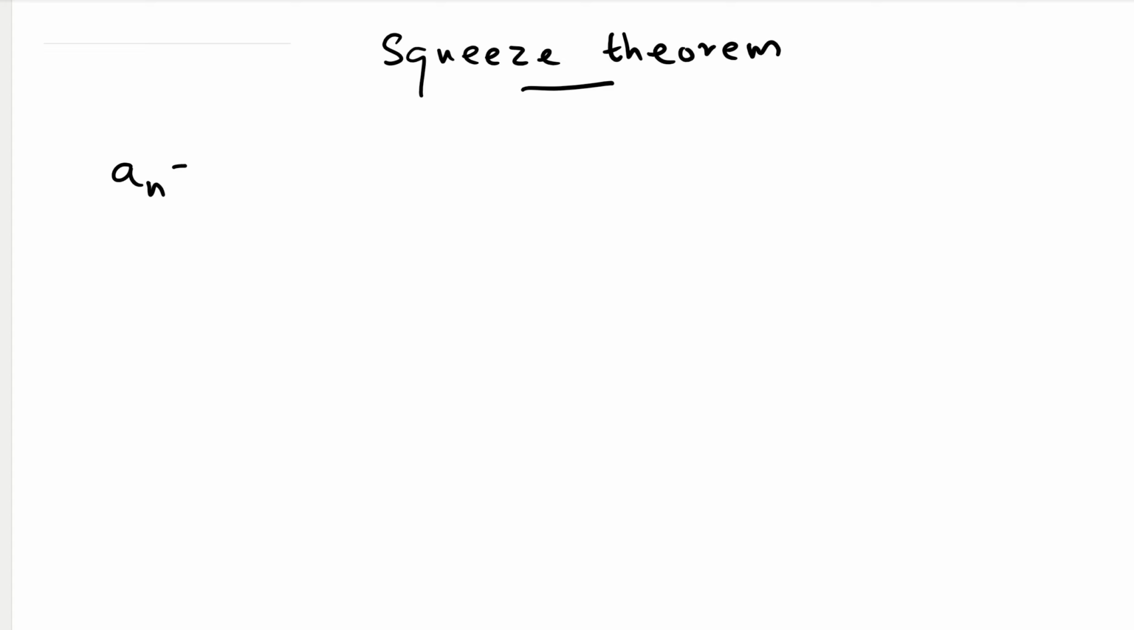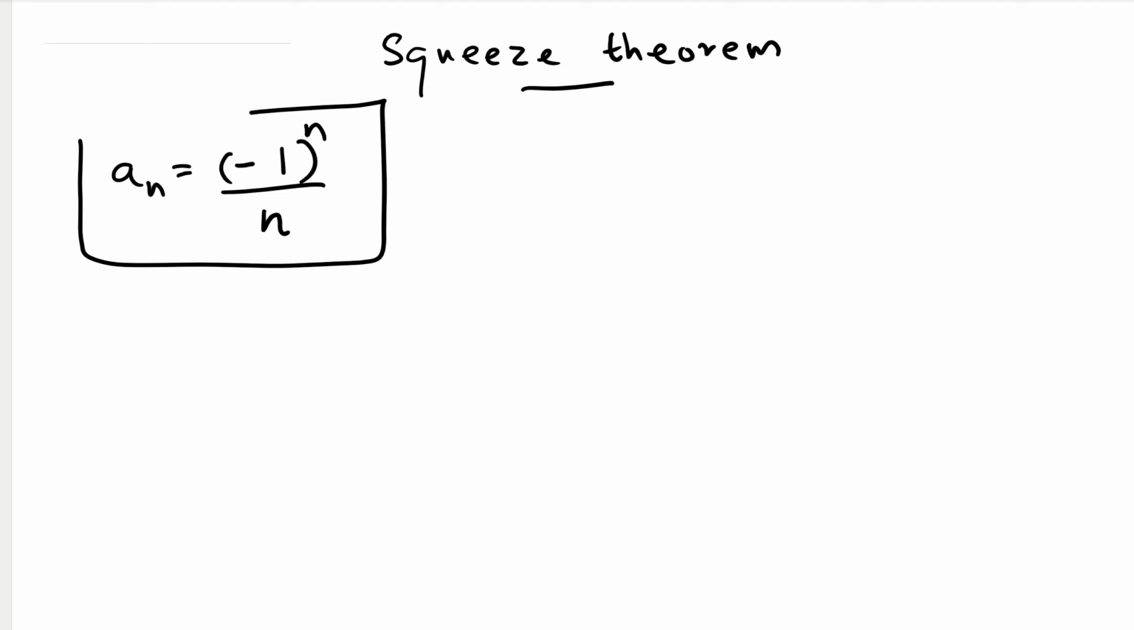Rather than just giving you the theorem, I will start with an example. So think about the sequence (-1)^n over n, and you want to know whether this is convergent or divergent. So what we need to do is find the limit of this sequence. Now I know that you guys know the limit of this sequence, but pretend that you don't know. Pretend that this is a very difficult sequence to find the limit of.